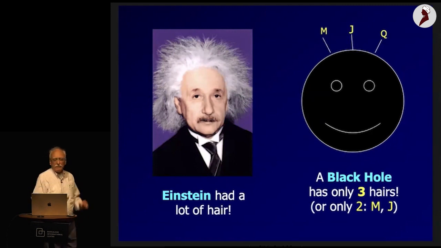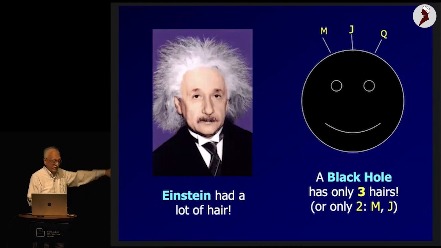So people came up with this name for the simplicity of black holes. Instead of calling it the three-hair theorem, they called it the no-hair theorem. And as I told you, in astrophysics, in fact, it's only two hairs, the two-hair theorem. Okay, that's just a nice, interesting sidelight.